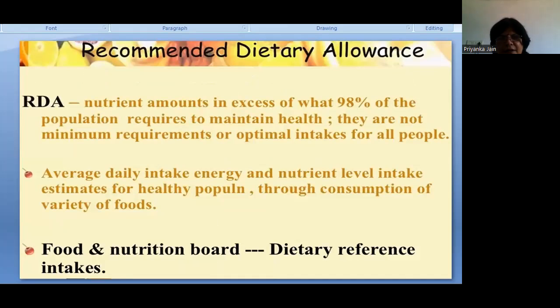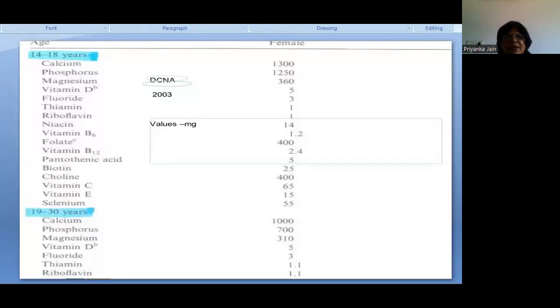Now, recommended dietary allowance: the amount in excess of what 98% of the population requires to maintain health. They are not minimum requirements or optimal intakes for all people. Average daily intake energy and nutrient level intake estimates for a healthy body. It is also different in different age groups.